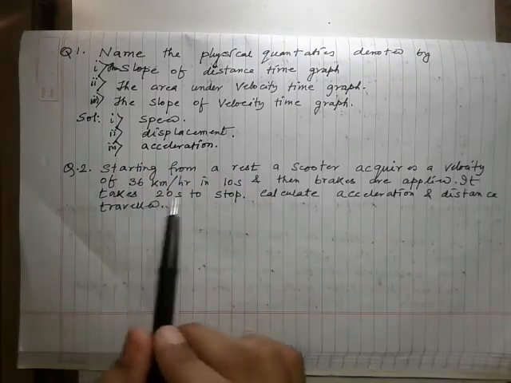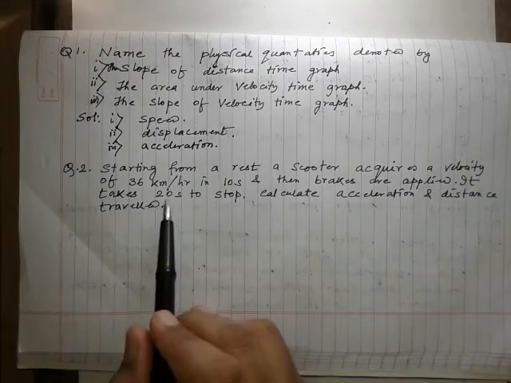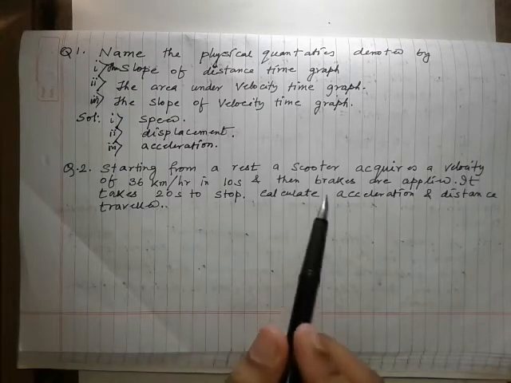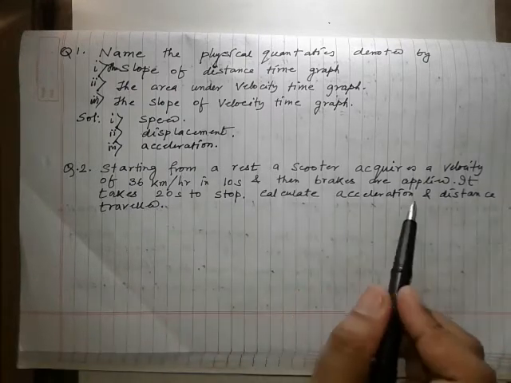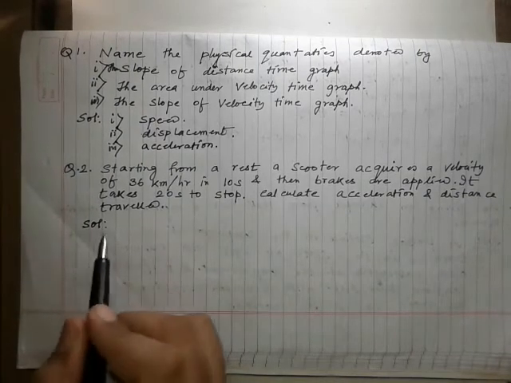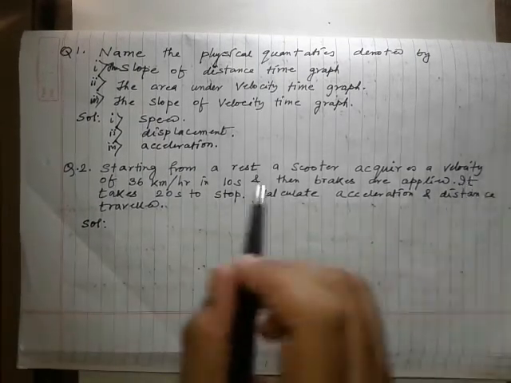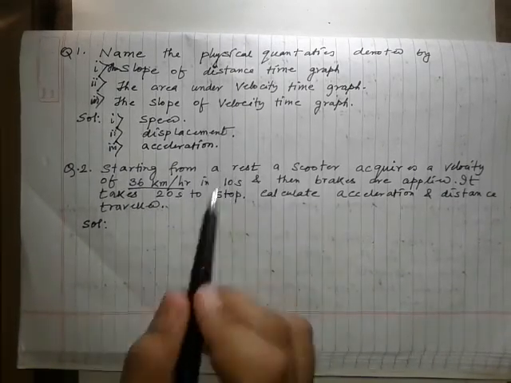Now this one is, starting from rest, a scooter acquires a velocity of 36 km per hour in 10 seconds and then brakes are applied. It takes 20 seconds to stop. Calculate the acceleration and the distance traveled. So this type of sum, first you have to convert everything in SI unit. So it is given 36 km per hour. Starting from the rest, that means what?